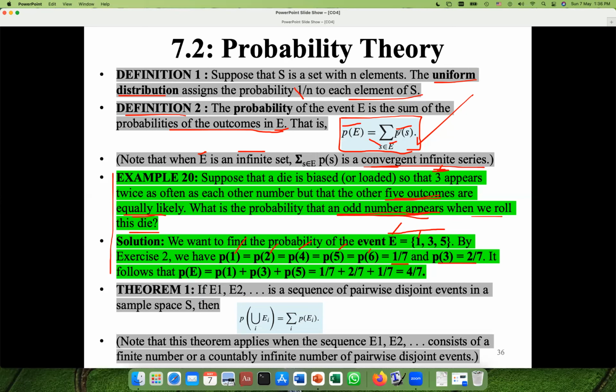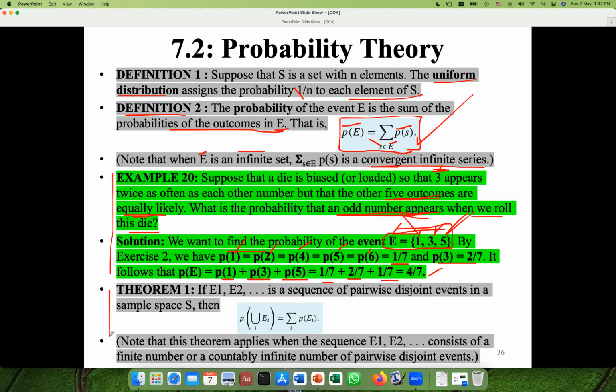Now what? Probability of the sum, according to that equation. You only have to sum up the probabilities of 1, 3, and 5. We have the probability of 1, of 5, and of 3. Just sum it up and you will have your answer. Probability of E is the probability of 1, 3, and 5. 1 is 1 over 7, probability of 3 is 2 by 7, and probability of 5 is 1 over 7. Add up, and you have 4 by 7 as the probability that an odd number will appear.